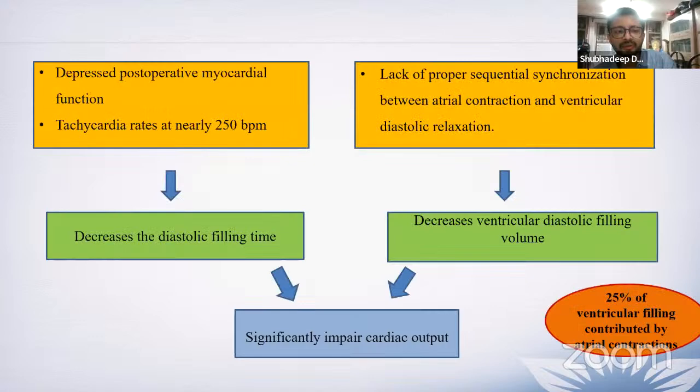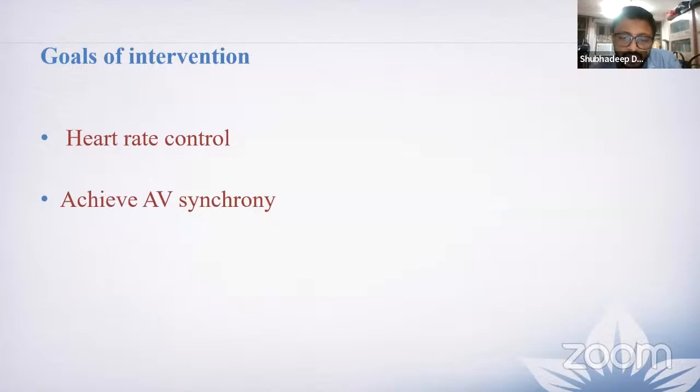And what are the things which cause the problem in JET? One is because of the tachycardia, your diastolic filling time is less. And because you have AV dissociation, you lose the fourth atrial rapid filling phase, or the atrial kick. That is 25% of your cardiac output, which is very essential for infants, right? So what are the goals of intervention? One is to control the heart rate. It's very difficult to control the rhythm, but we try to control the heart rate and achieve AV synchrony.